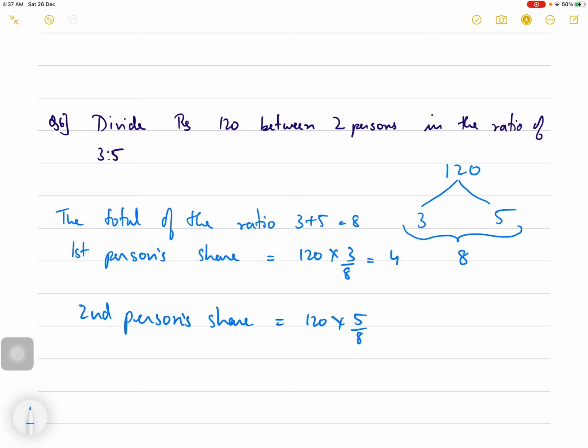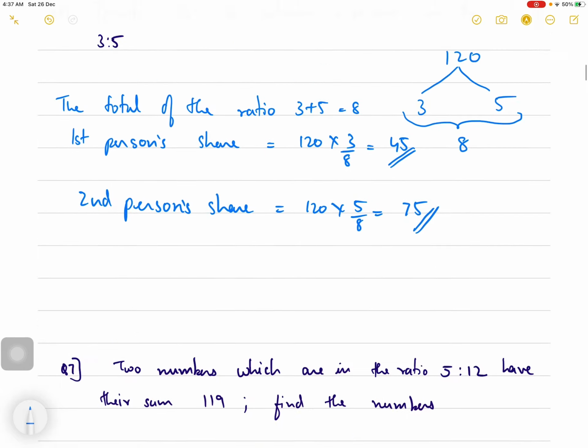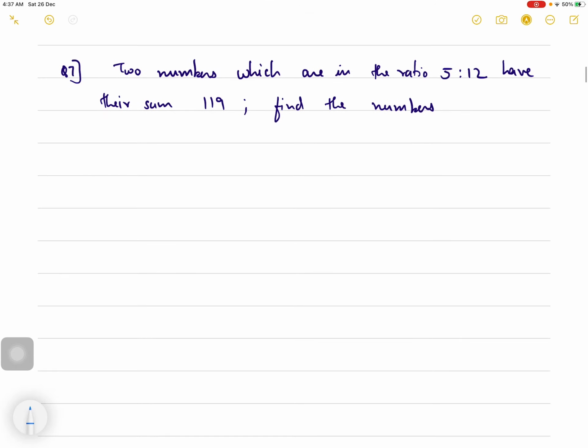So 120 into 3 by 8 comes to 45. Okay, and 120 into 5 by 8 comes to 75. Next, two numbers which are in ratio 5:12 have their sum 119. Find the numbers. Okay, so let the two numbers be 5x and 12x.